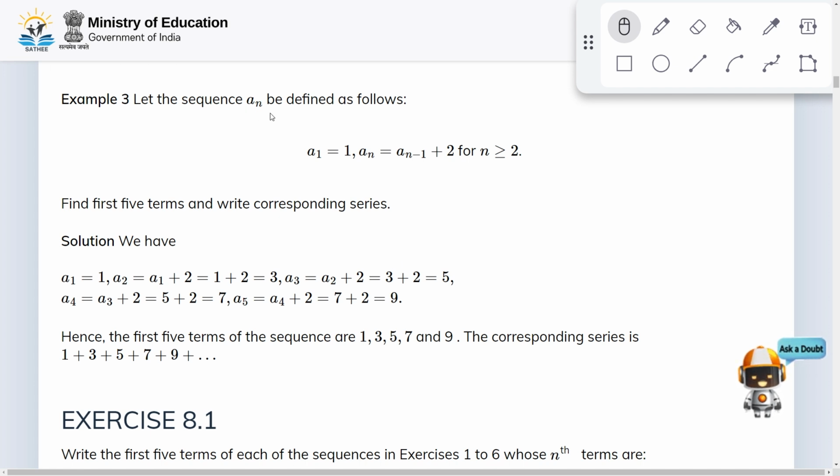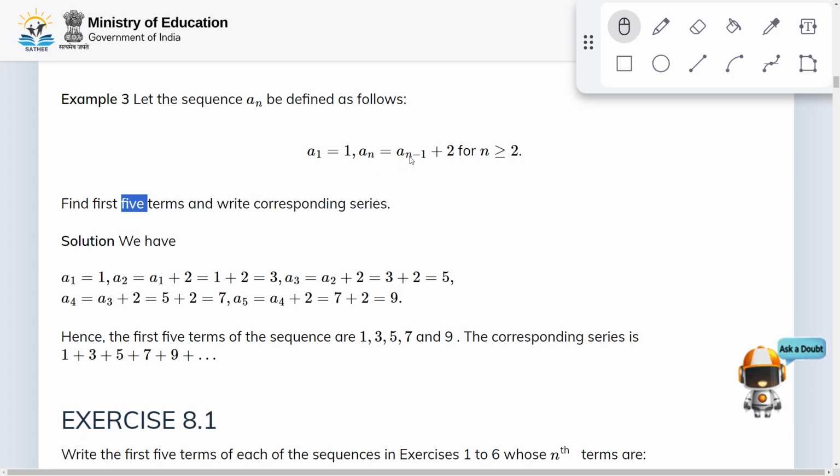Let the sequence an be defined as follows. So you have defined your sequence in this way, in recurrence form. Find the first 5 terms and write the corresponding series. So you have to just find the first 5 terms. A1 is already given to you. This means you have to find the remaining 4 terms, for n equals 2, 3, 4, and 5.